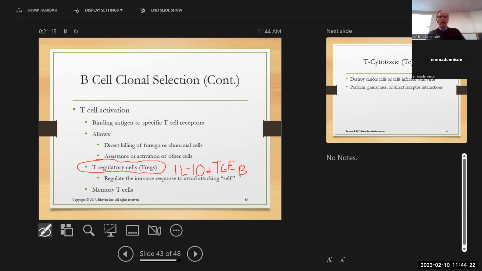And then after an immune response, you always get a population of cells that are left over, and those are your memory cells. Memory T cells can last for decades.